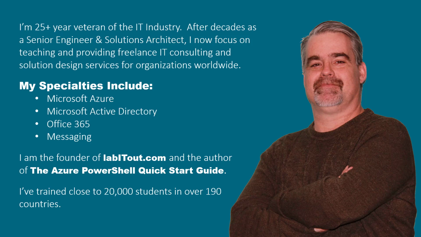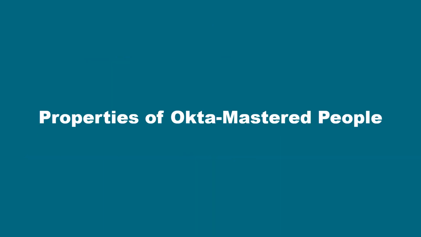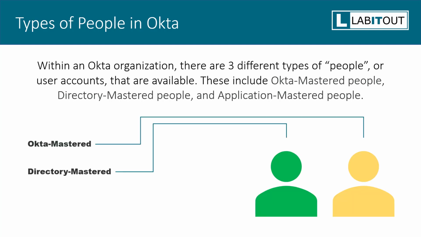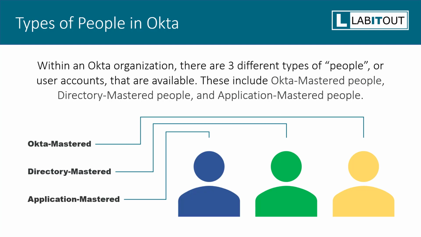So let's get started. We'll start by covering the properties of Okta-Mastered people. Within an Okta organization, there are three different types of people or user accounts that are available. These include Okta-Mastered people, Directory-Mastered people, and Application-Mastered people. The topic of this mini course is Okta-Mastered people, so that's what we're going to focus on.